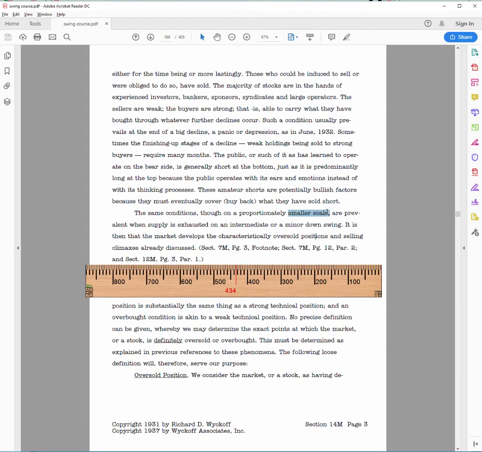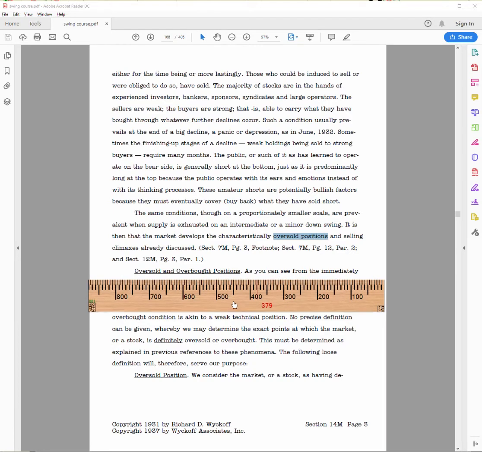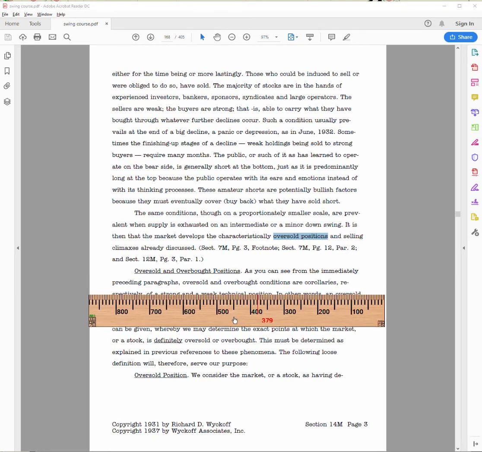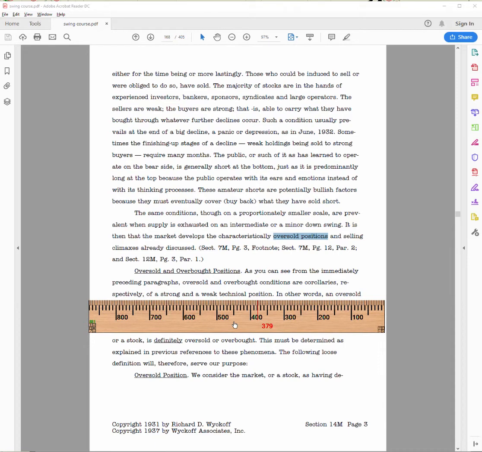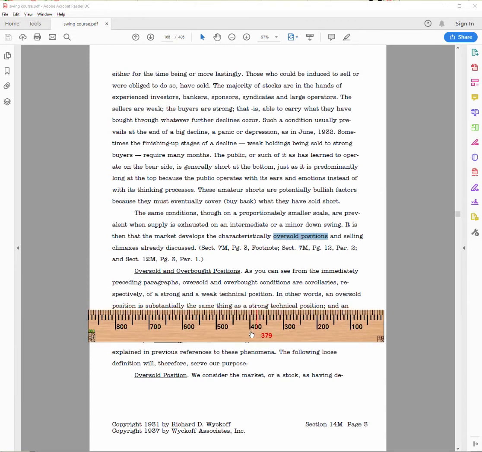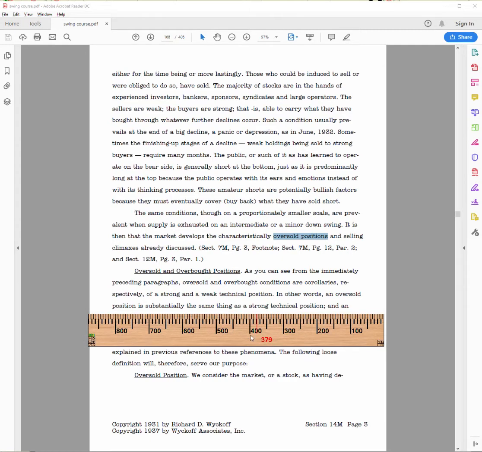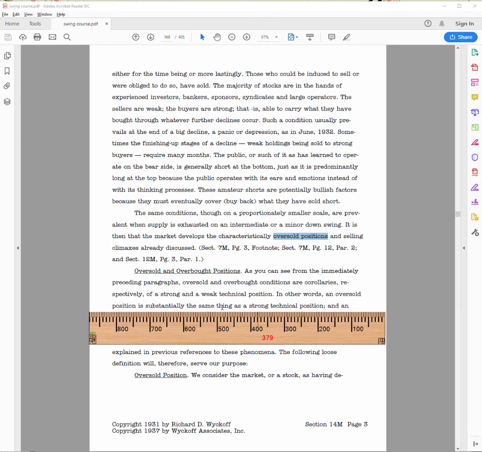So on a smaller scale, on a pullback, you want to look for a climax. That climax means that it is in an oversold position. Oversold and overbought position, as you can see from the immediately preceding paragraph, these conditions are corollaries, respectively, of a strong and weak technical position. Basically, they're kind of like the same thing. In other words, an oversold position is substantially the same thing as a strong technical position. Oversold equals strong technical position.